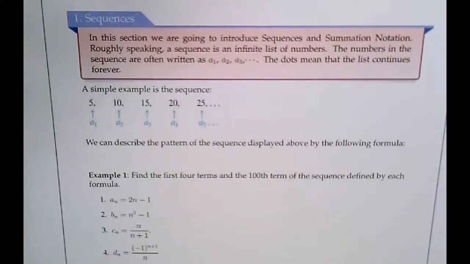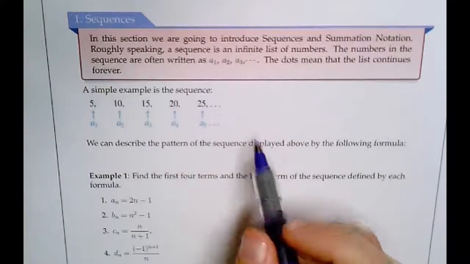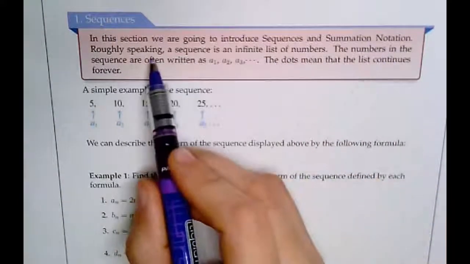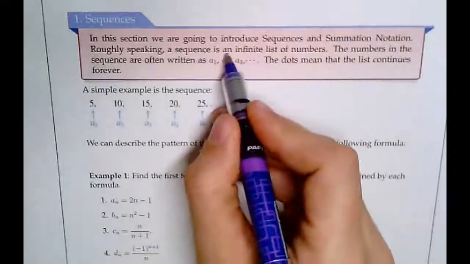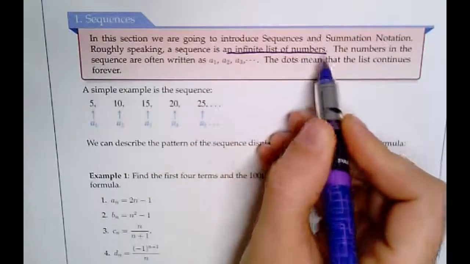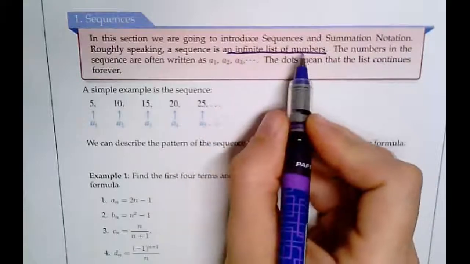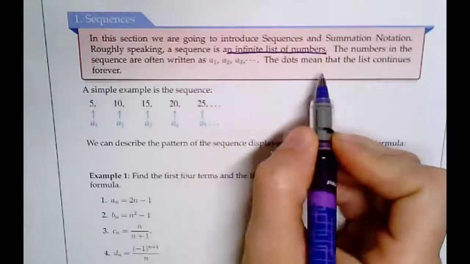Alright, so in chapter 12 we are going to look at sequences and series. So we will start with sequences, introduce that, and look at summation notation. Roughly speaking, a sequence is an infinite list of numbers. So you have infinitely many of them and they can repeat, but they are in a certain order.